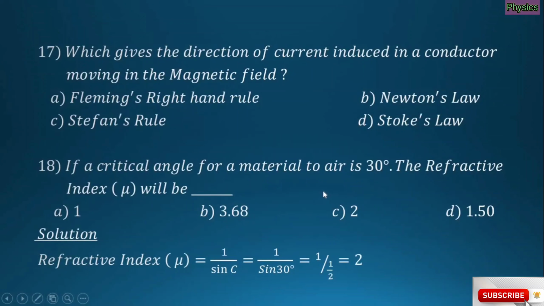Which gives the direction of current induced in a conductor moving in a magnetic field? It is given by Fleming's right hand rule. Option A is the answer.